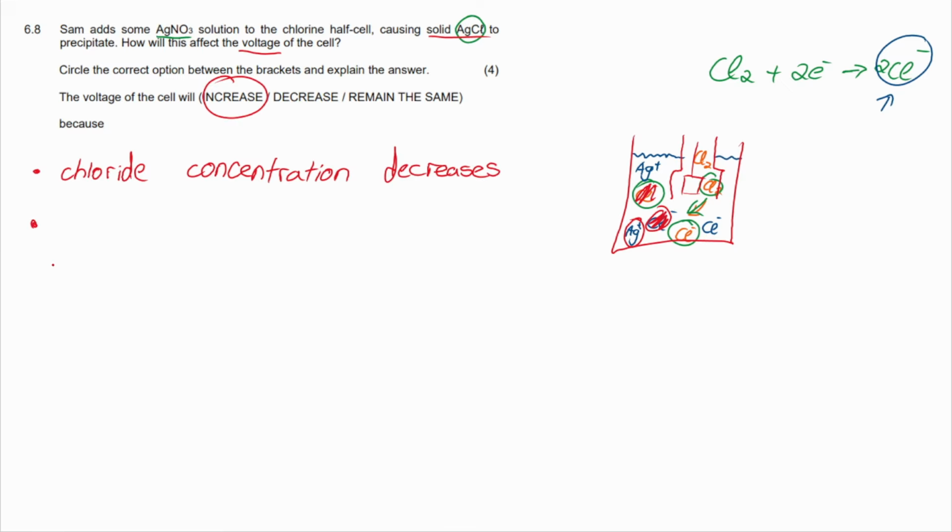So what's very important is we also need to say that the forward cell reaction is favored, and the reason is to counteract the stress.